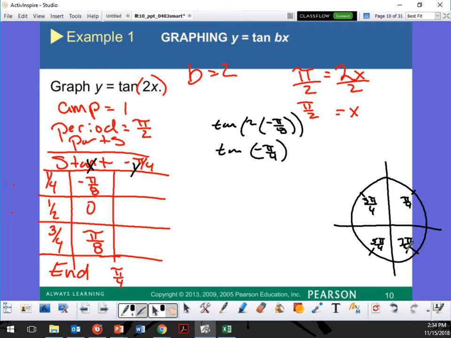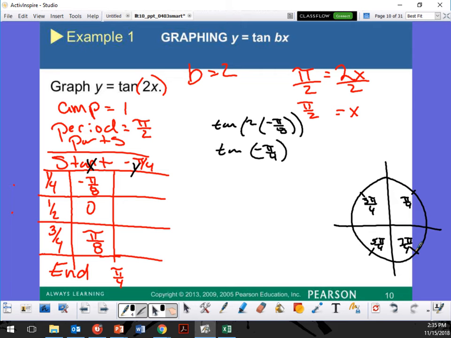This is 4, 5 pi over 4, 6 pi over 4, 7 pi over 4, and this right here is 8 pi over 4. Now, we counted forward right there. If it's negative, I have to count backwards. So negative pi over 4 means just 1 pi over 4 backwards. So it's going to put me right here, at 7 pi over 4.